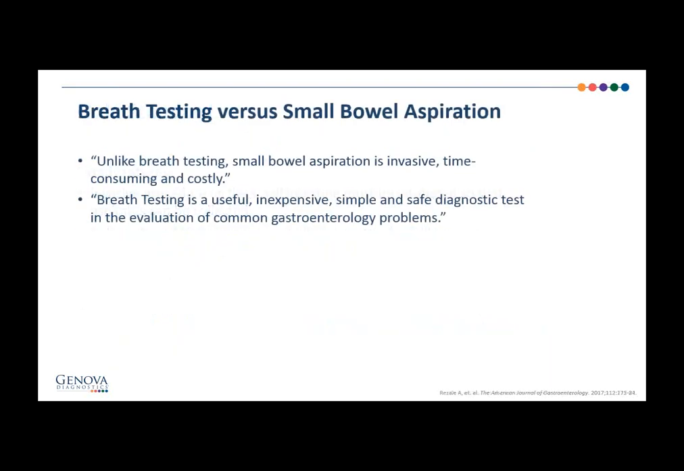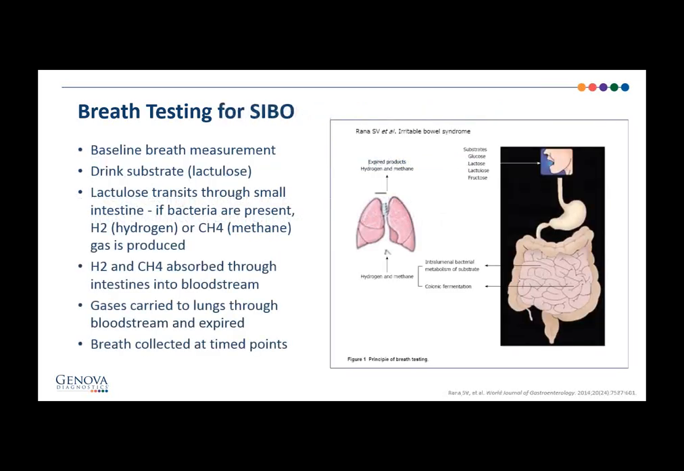This breath testing consensus group that I'll get to in a minute quotes, "Unlike breath testing, small bowel aspiration is invasive, time-consuming, and costly, and breath testing is a useful, inexpensive, simple, and safe diagnostic test in the evaluation of common gastroenterology problems."